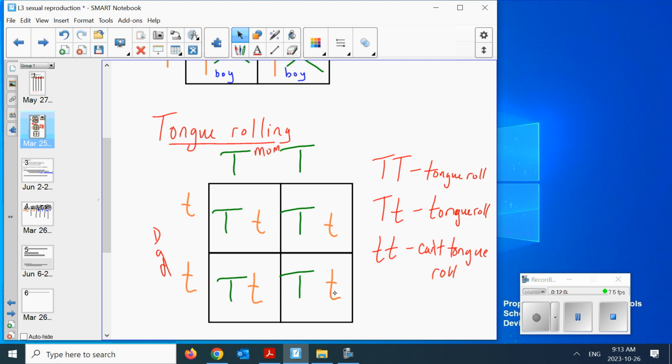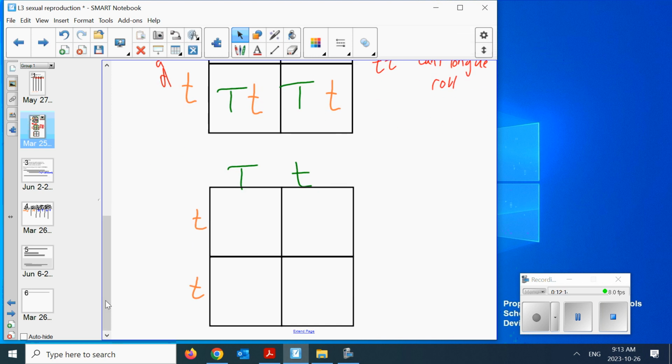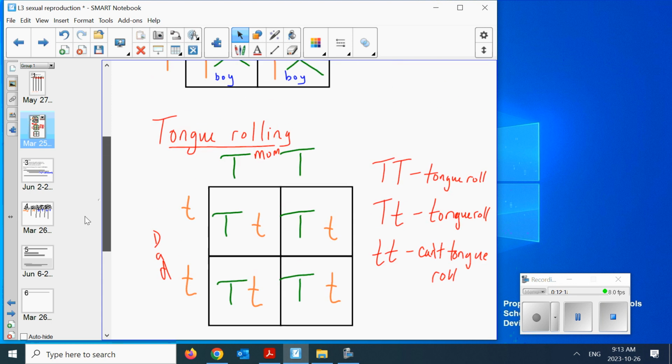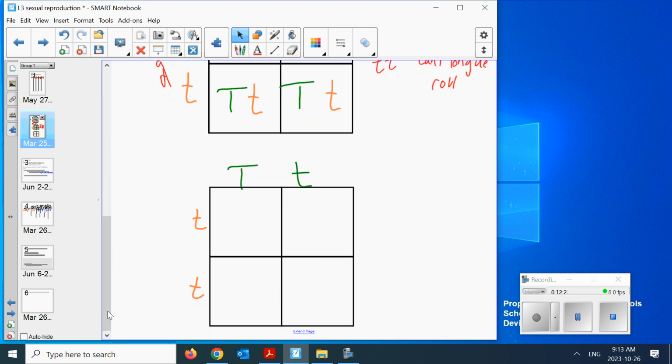So, what about this? How do we get some variation? This is why you see more of this. What if you have, and like I said, you don't know if mom is a big T or a big T, little t. What if mom's a tongue roller? I'll call this mom again, and this is dad. Okay? We know dad can't tongue roll.